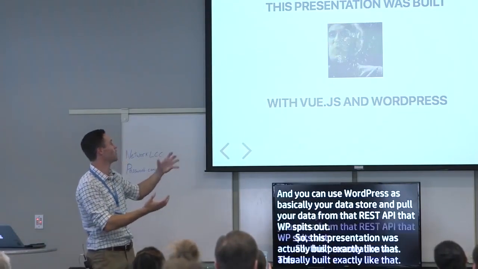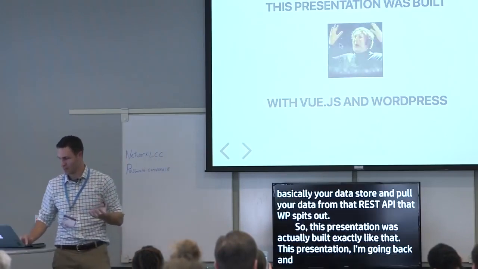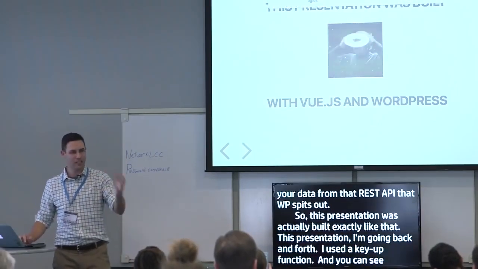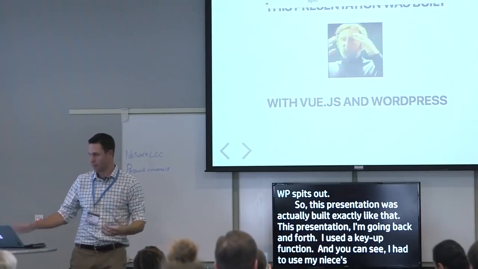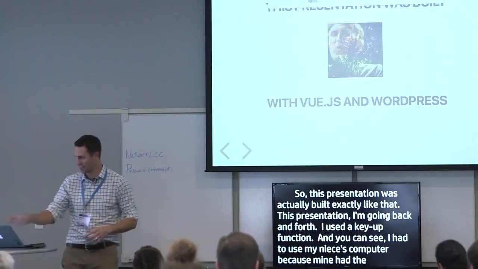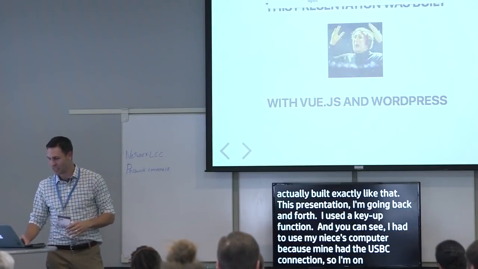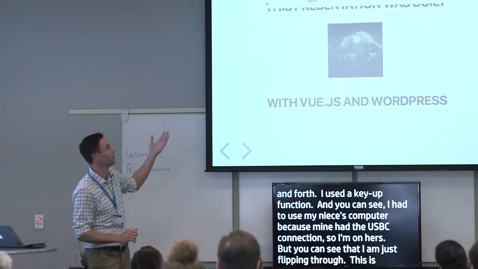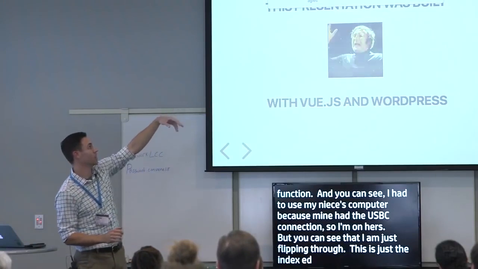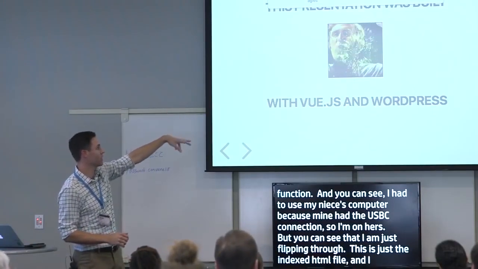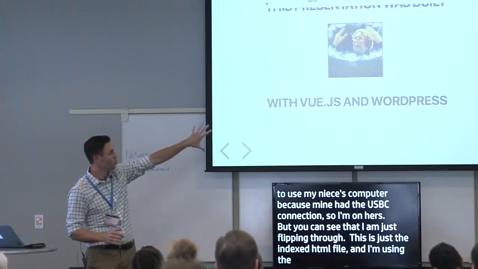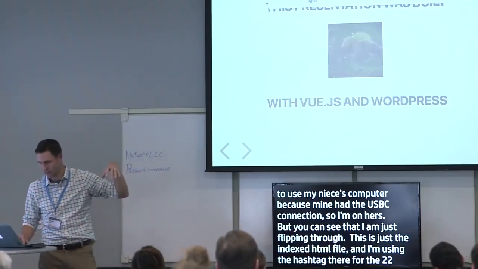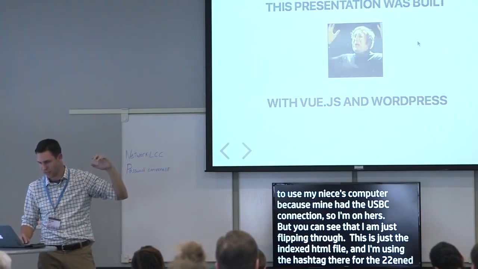In this presentation, I'm going back and forth using the keyup function, and you can see I had to use my niece's computer because mine had a USB-C connection, so I'm on hers. But you can see that I am just flipping through. This is just an index.html file, and I'm using the hashtag there, 22. This is the 22nd slide. WordPress is powering all the data that came in to each slide. Does that make sense?